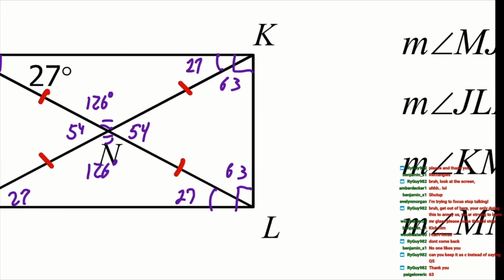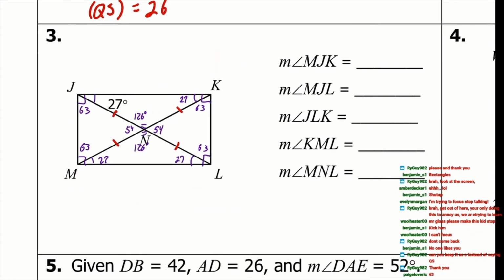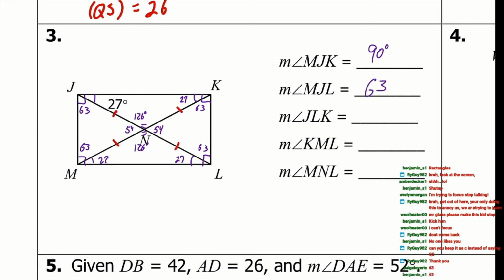Once you got them all labeled, then we can start filling in these blanks right here. So MJK, that's just a 90-degree angle. MJL, 63. JLK, another 63. KML, 27. And MNL, which is 126. So those are really the two different ways we could utilize a rectangle in terms of angles or sides.